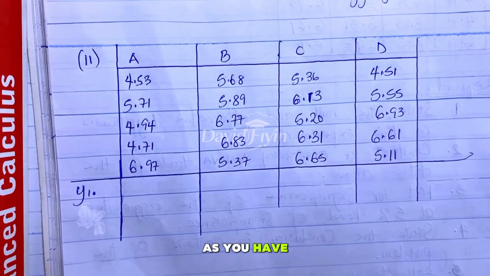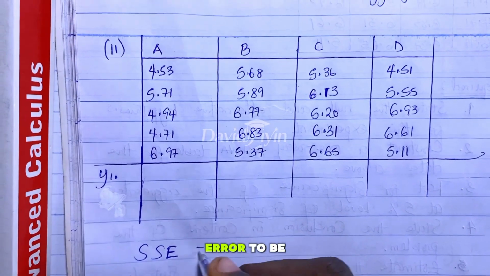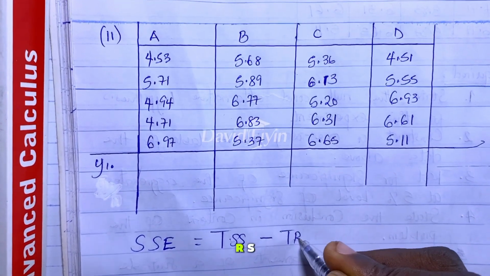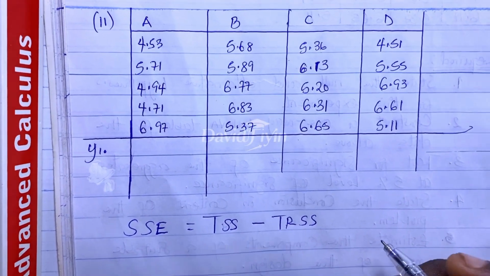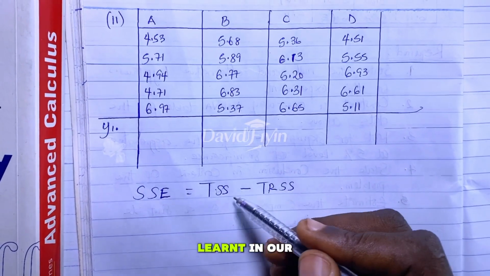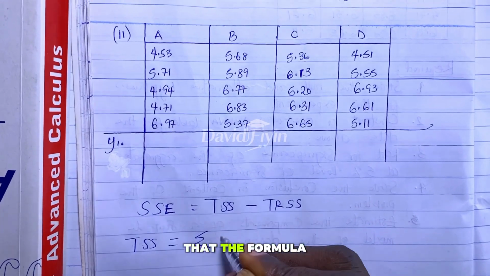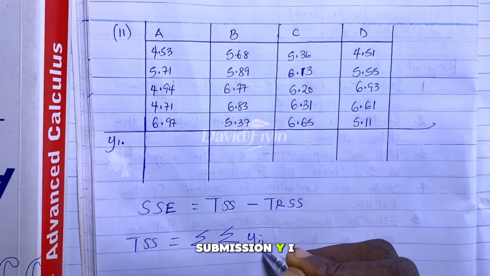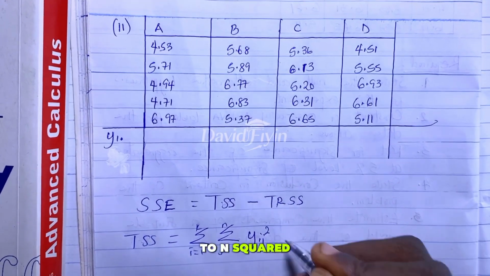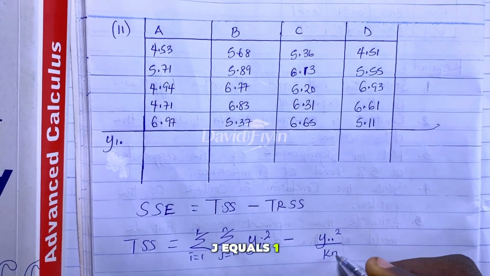As we have partitioned it here, we have SSE, the sum of squares error, equal to TSS, the total sum of squares, minus TRSS, the treatment sum of squares. So, in order to get our ANOVA table, we are going to need this. Like we learned in our last video, the formula for TSS is the summation of y_ij, i equals 1 to k, j equals 1 to n, squared, minus y dot dot squared over kn.